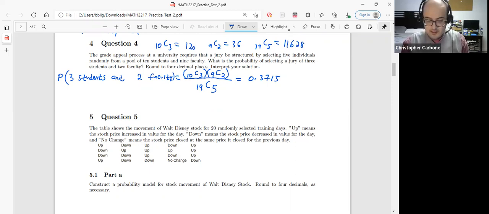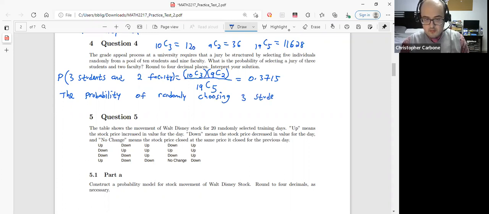So the interpretation of this is the probability of randomly choosing 3 students and 2 faculty for this jury is 0.3715.